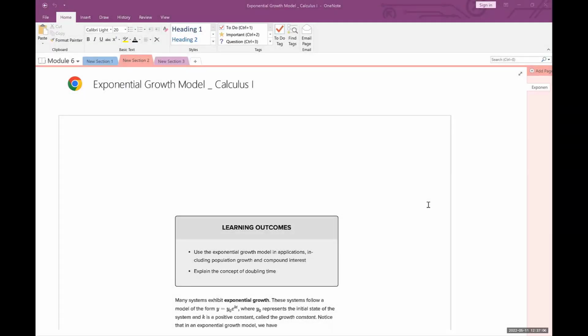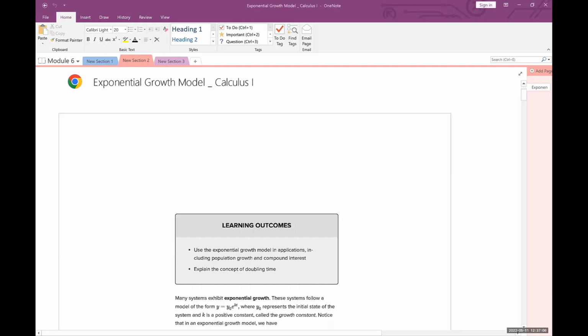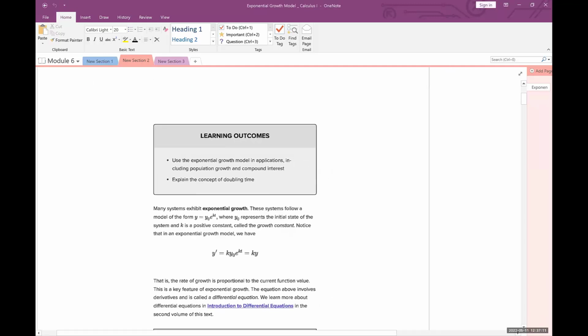So we're going to talk here. Exponential growth is typically, here are our objectives, outcomes. Use exponential growth models and applications, including population growth and compound interest. And you're going to see in the homework, there are several compound interest problems, and they typically take the form of how much would a person have to start with to end up with this much money as your goal.